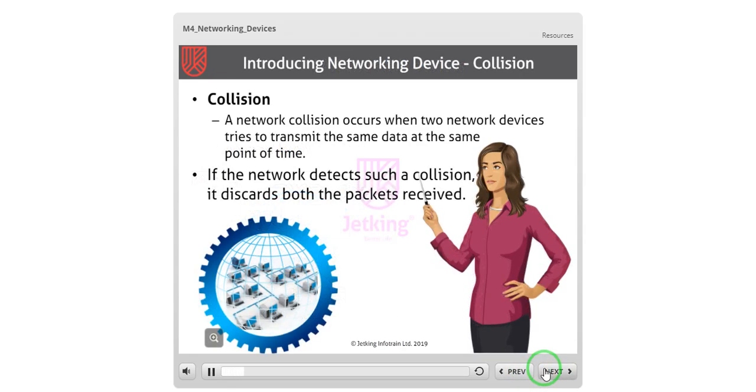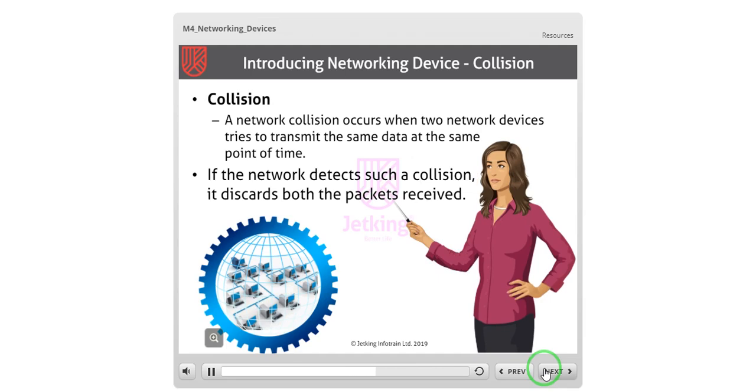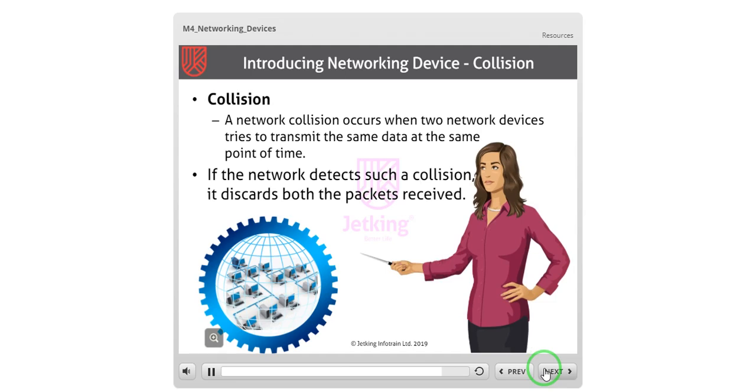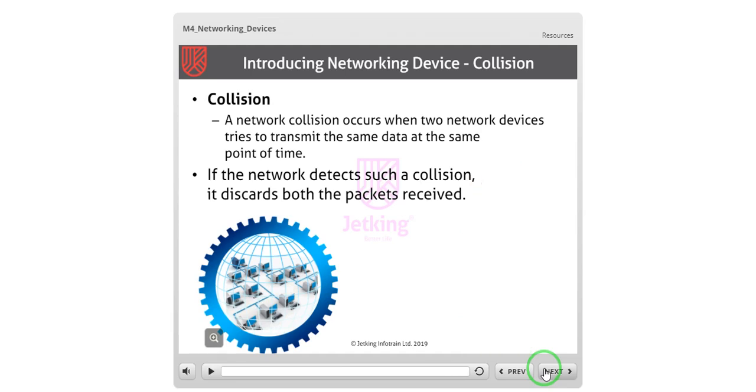Collision. In order to understand networking devices, knowledge of collision is important. A network collision occurs when two network devices try to transmit the same data at the same point of time. If the network detects such a collision, it discards both the packets received.